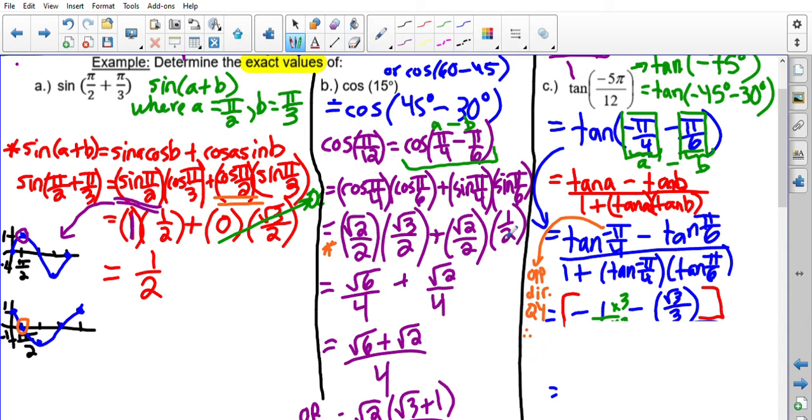I'll actually write it here. So therefore, tan is negative. Okay, so that's where the negative 1 comes from.